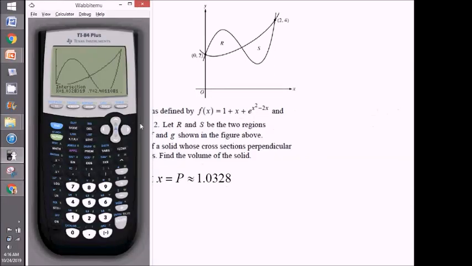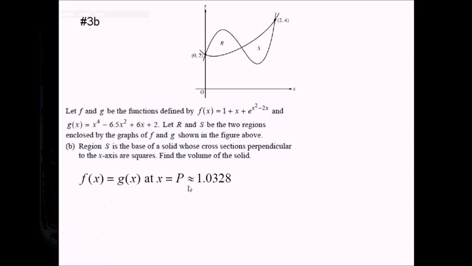And on my calculator, I'm immediately going to quit out of my graph, and I'm going to store the value I just got as alpha P. Again, I want to be able to use this again without typing in a whole bunch of stuff. So those are my limits of integration. If I'm doing a region S, I'm going from P to 2.